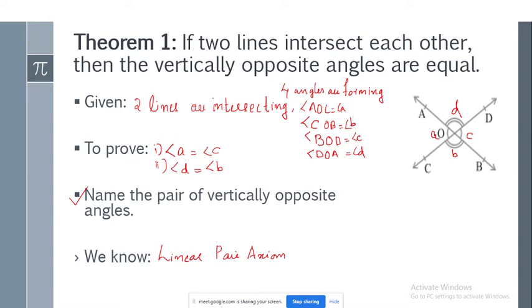So let us look at what we have here. Angle AOC plus angle AOD is equal to 180 degrees. We already named it as angle A and angle B, so you can state it in that.